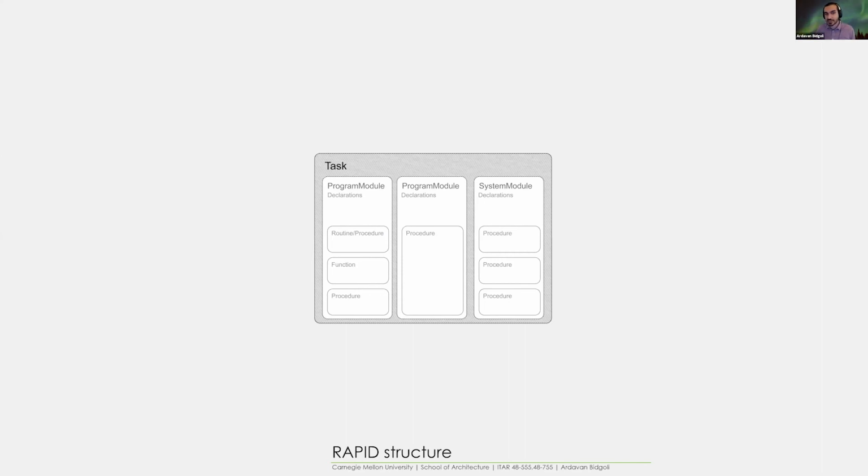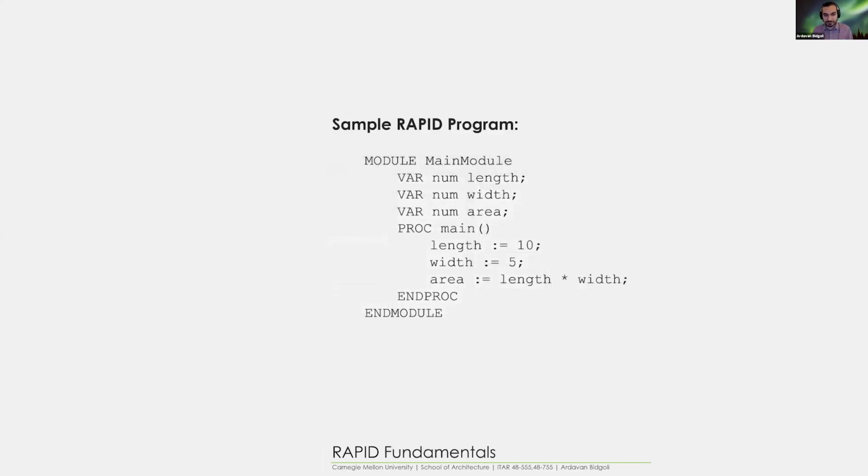But generally speaking, for this class, we are using not so crazy complex workflows, and we only have one task, and inside that task we may have one module, barely two modules. I've never seen any project in ITAR with two modules, but we may have multiple procedures, functions, and routines. So it is important to understand how this hierarchy works, but a simple programming Rapid program would look like this.